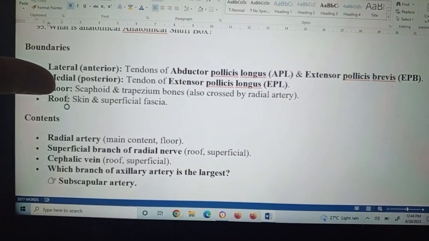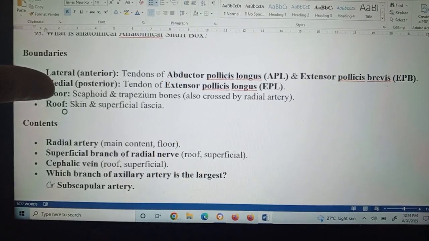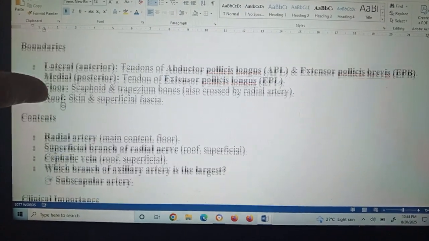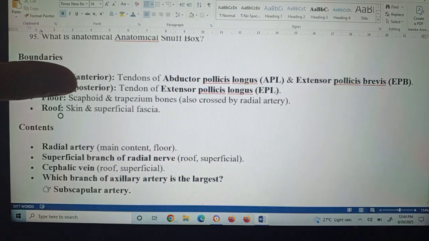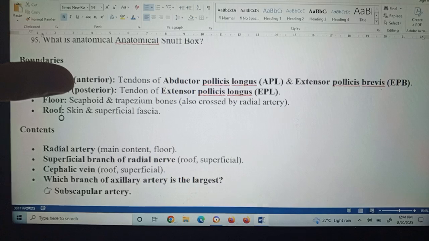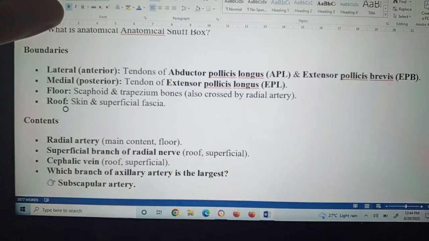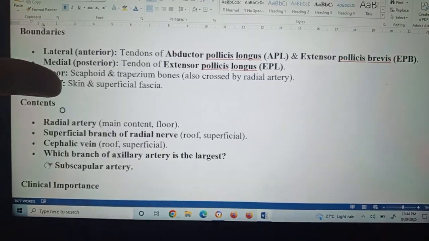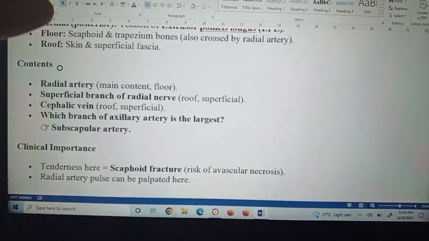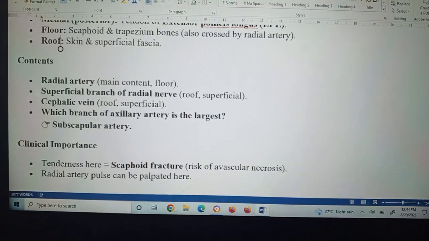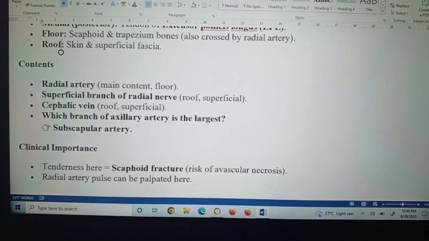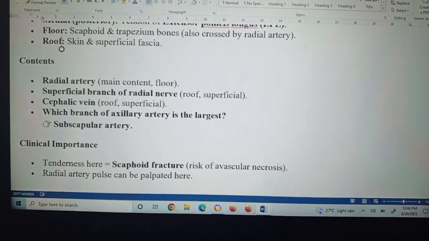If this question is asked to you in the SAQ, you are going to write it down like this. But if it is asked to you in the OSPE, you are going to write it in a different manner. You are not going to write down "also crossed by radial artery". Please do not use short forms in the OSPE or SAQs. You must know the full form and write down the full form. Even the full form of "and", that is "and", should be written. Artery's full form should be written.